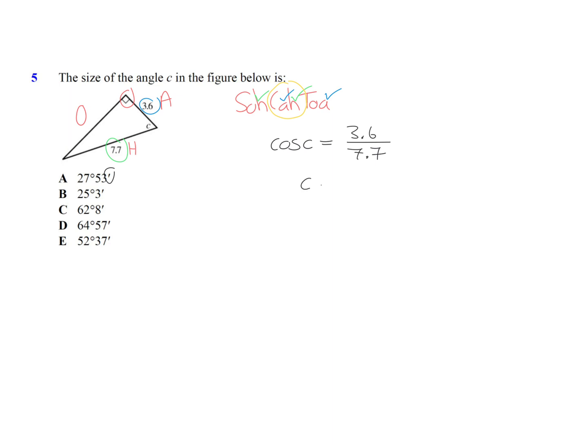Next step, you backtrack the cosine. So you write cos inverse of 3.6 divided by 7.7. Then you use your calculator, type it in. When you get your answer, we want it to the nearest minute.